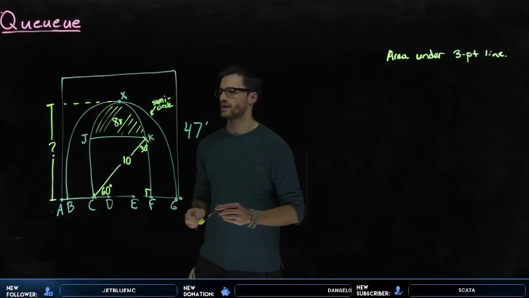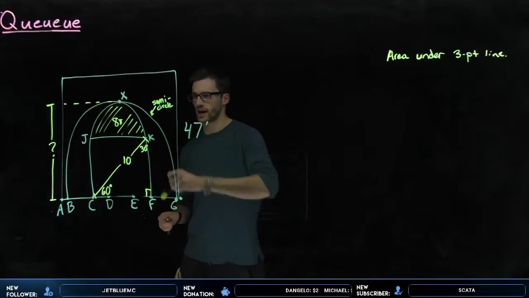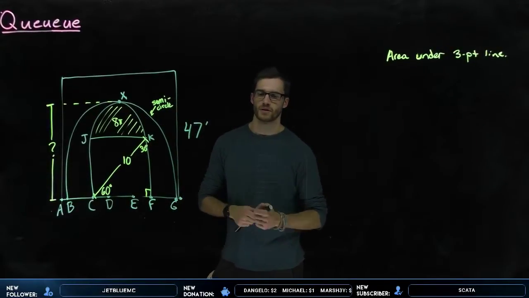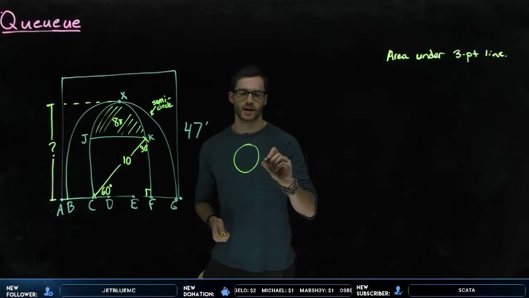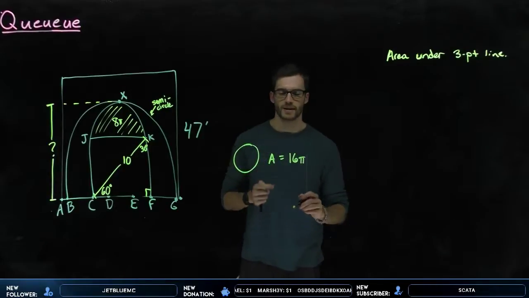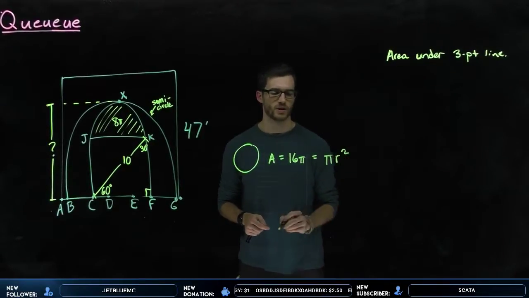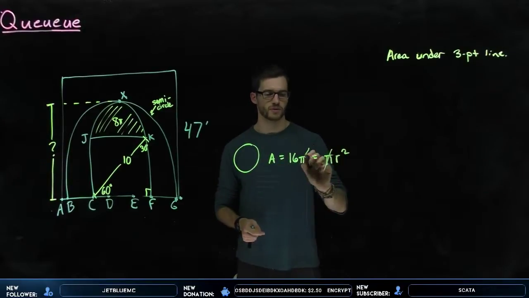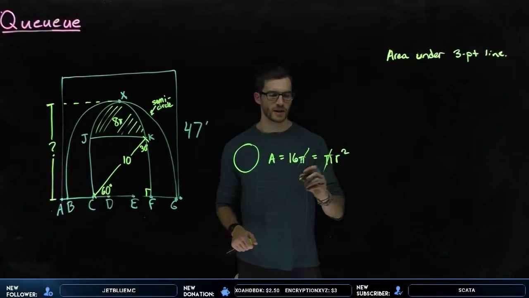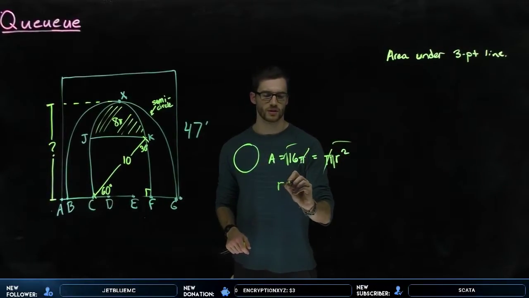We know that this circle here, J, X, K, and then finishing out, would be an area of 16 pi, because we have a full circle that has an area of 16 pi. Now, the area formula is pi r squared, which means if we solve this, we get rid of the pi's. Exactly, pi r squared, if that's how you want to do it. And then we take the square root, and we find that the radius of this circle is 4.